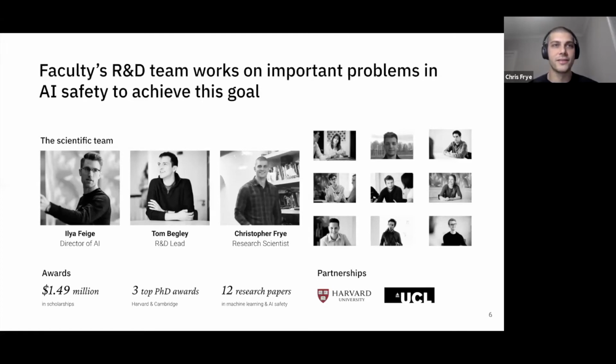Again, my name's Chris. I'm a research scientist at Faculty, and I'm a primary contributor to Faculty's research on AI safety. I've got a background in theoretical physics, and I joined the R&D team at Faculty about 2 years ago. Since then, I've focused in particular on explainability and robustness. Those will be very relevant for today's talk. And I've also worked on privacy and fairness in machine learning as well.